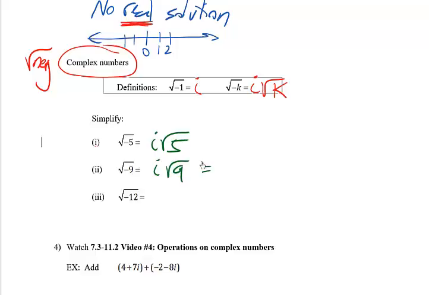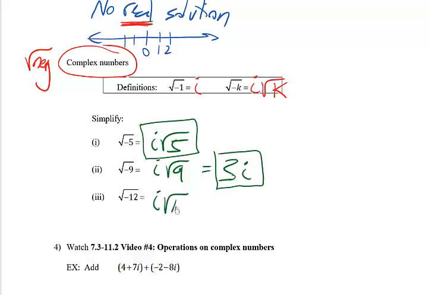The square root of 9 is 3, and i times 3 would be 3i. Again, I always put my coefficients at the front when I can. The third example, square root of negative 12, well, I can do i square root of 12.